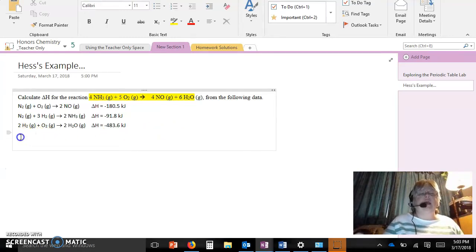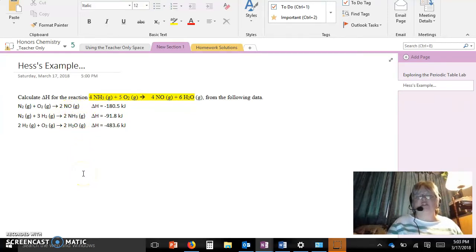So I'm going to take a look at what my products and what my reactants are. I see that my reactants are 4 NH3s, 5 oxygens, and those are my total reactants. My products are 4 nitrogen monoxides and 6 waters. So I'm then going to look down at my given known reactions, and the first one that I'm in the hunt for is my NH3, and I see NH3 right here. So I'm going to use that one as my first reaction.